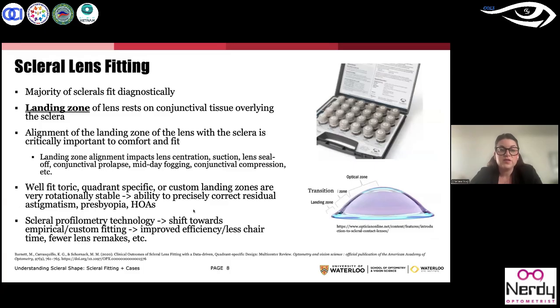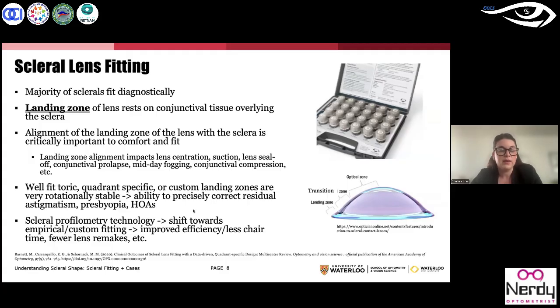So the majority of sclerals are still fit diagnostically currently. By this, we mean out of the diagnostic fitting kits. We talked a little bit about that landing zone. That's the zone that rests on the conjunctiva. It's very important that we get good alignment with the sclera in this zone. The landing zone impacts so much of the lens fit and the comfort of the lens for patients.